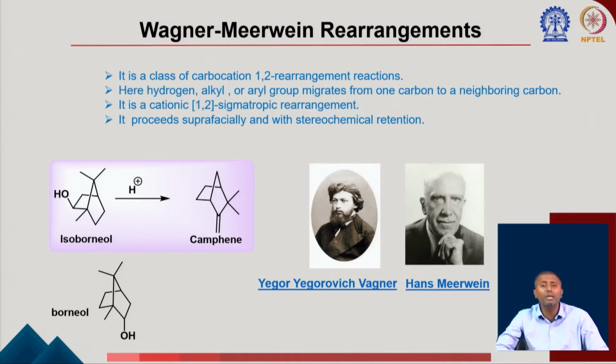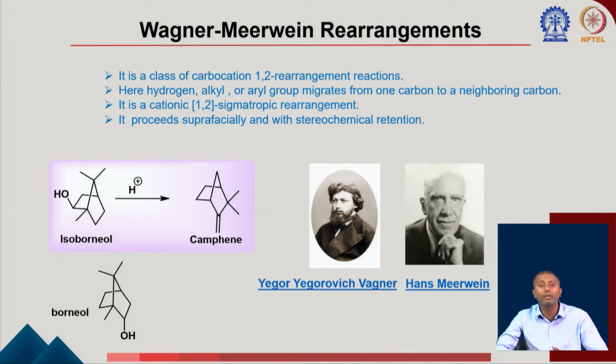So Wagner, in 1899, published a paper where he showed that from isobornyl or from bornyl, in presence of acid it converts to camphene. So this was known before. Wagner actually brought into the picture that this is going through a rearrangement. And then 20 years after that discovery, Meerwein also proposed the very same thing. So this is actually the beginning of this Wagner-Meerwein rearrangement.